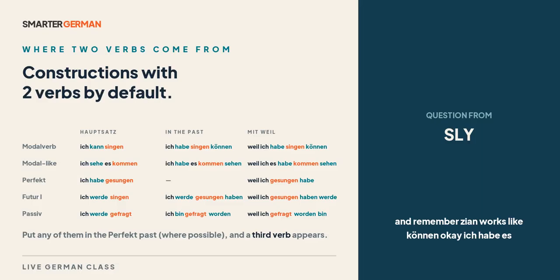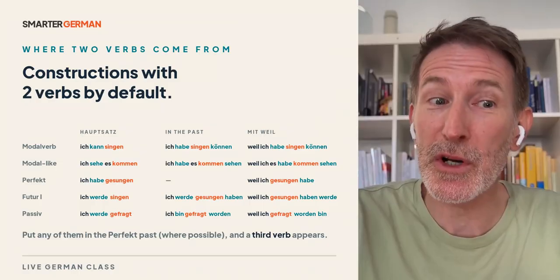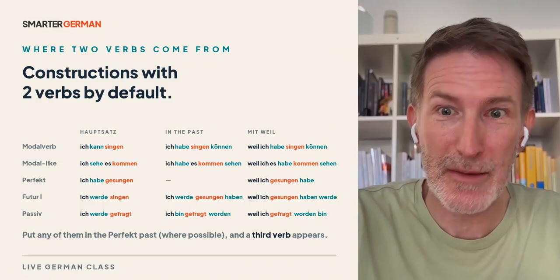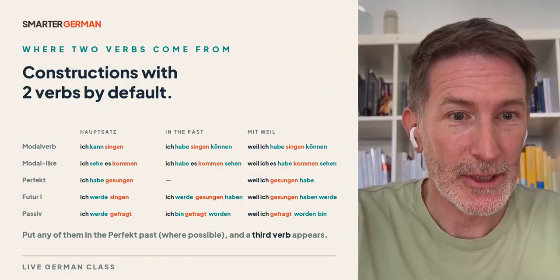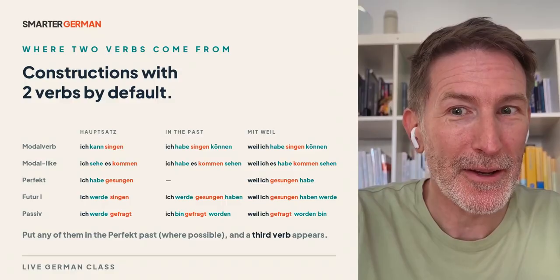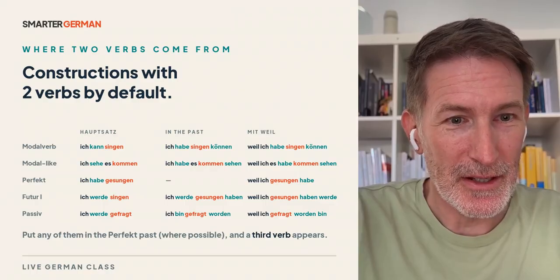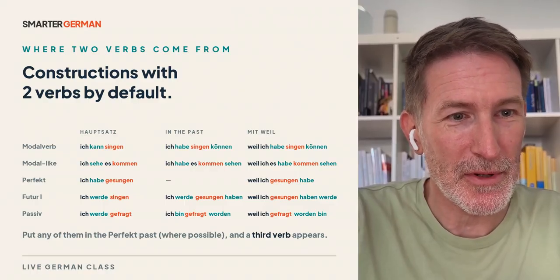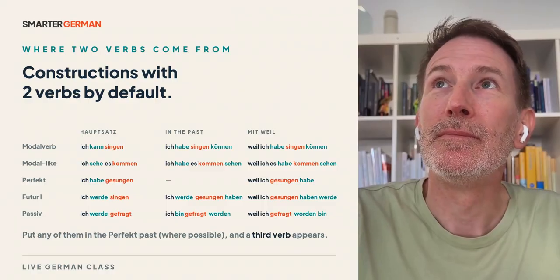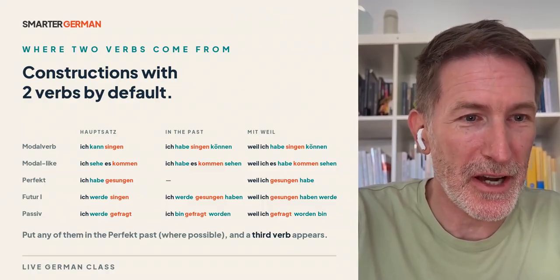Okay. Ich habe es kommen. Very good. Sehen works like können. Okay. So it takes the same form. It's a modal verb like verb. It is working like a modal verb in this context. Okay. Next one. This is already in the past. Ich habe gesungen. I can't put this in the past. Ich bin gefahren is already in the past.